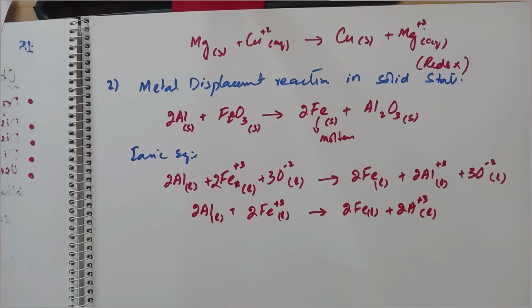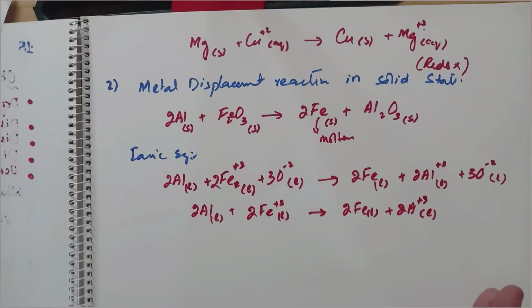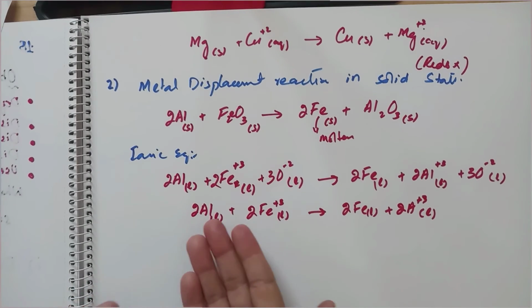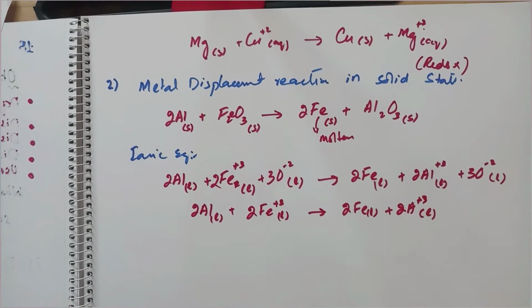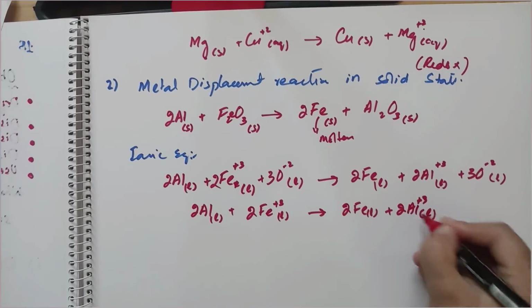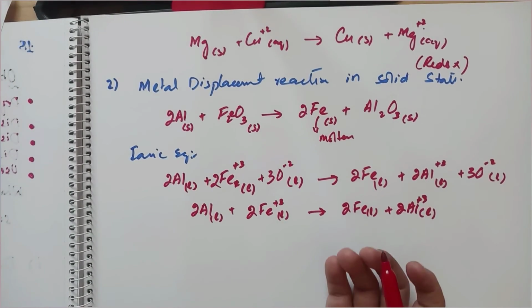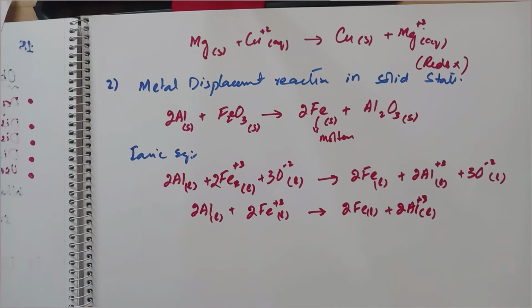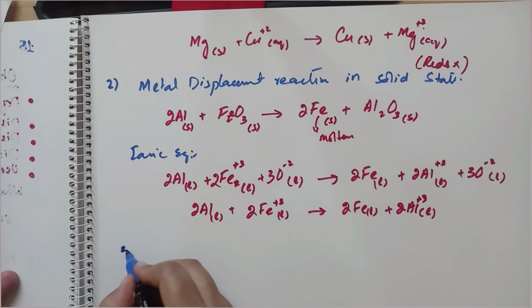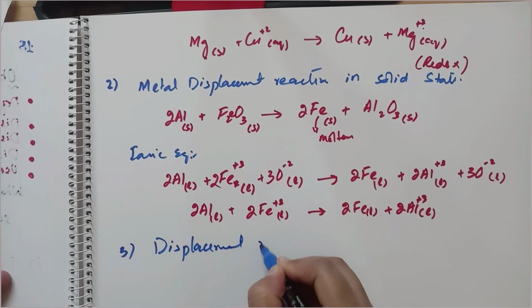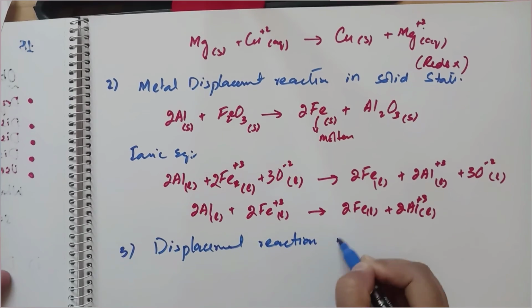Is it clear? So again it is clear from the equation that it is a redox reaction because oxidation states are changing here. Aluminium converts to aluminium ion Al +3 from 0, and iron +3 converts into the iron 0 oxidation state. So again electron transfer from aluminium to iron, so it is a redox reaction. Is it clear? And now number 3, the displacement reaction in halogens.